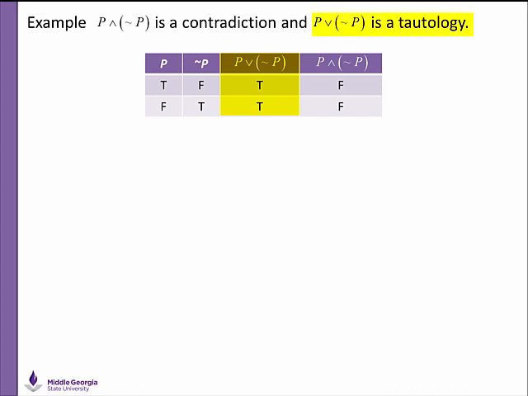That's a tautology. On the other hand, P and not P requires both parts, P and not P, to be true in order for their conjunction to be true. Well, P and not P always have opposite truth values, so they're never both true, they're always false. That is a contradiction.